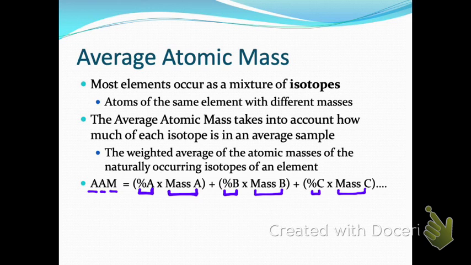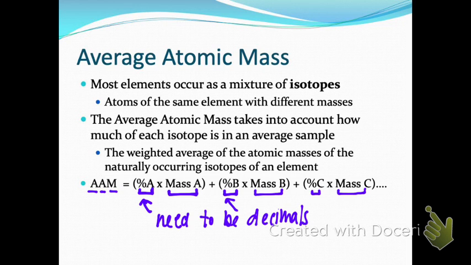I want you to make a little note here with these percentages. The percentages need to be decimals. So if it says it's 89% of this isotope, that would be 0.89 times the mass. We have to convert that percentage to a decimal before we can put it into our equation. So let's look at an example here.